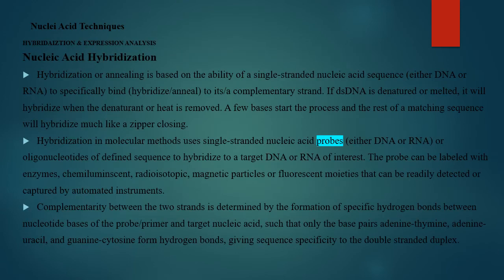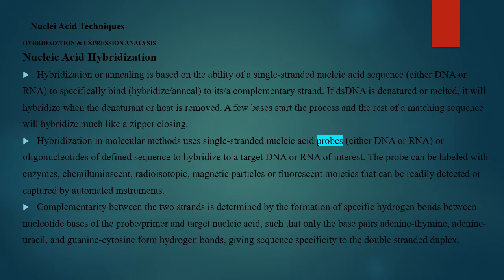So now let's look at nucleic acid hybridization. So like I said, hybridization or annealing is based on the ability of a single-stranded nucleic acid sequence, that is either a DNA portion or an RNA portion, to specifically bind to its complementary strand. So the hybridization or annealing is the ability to join one single strand to another single strand. That is easily put.